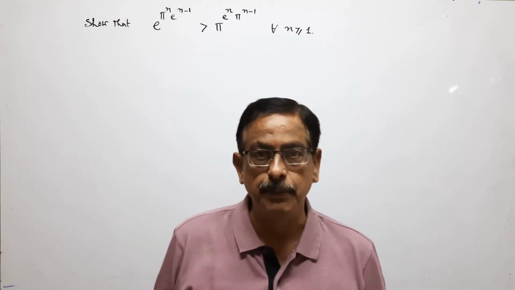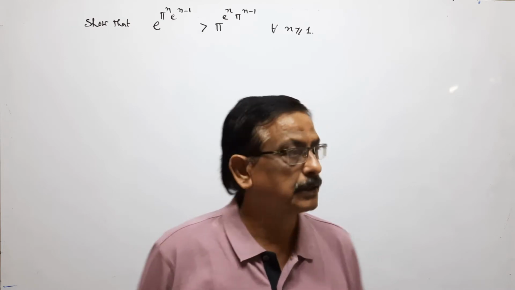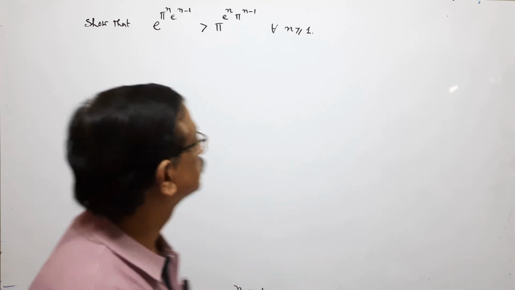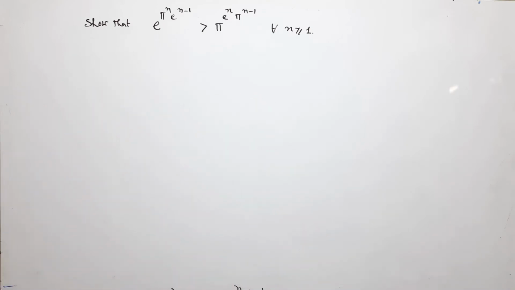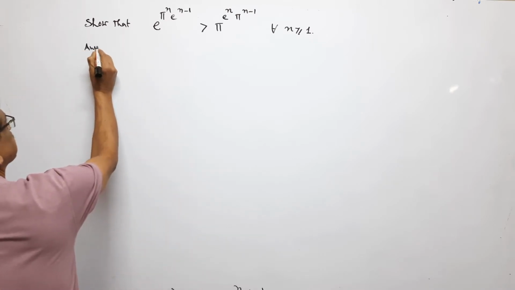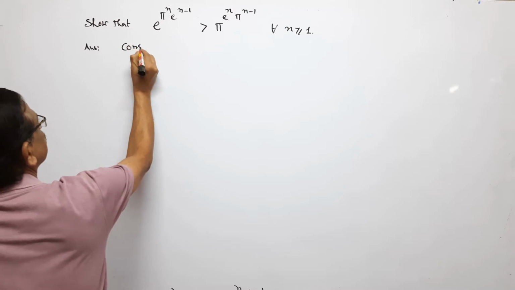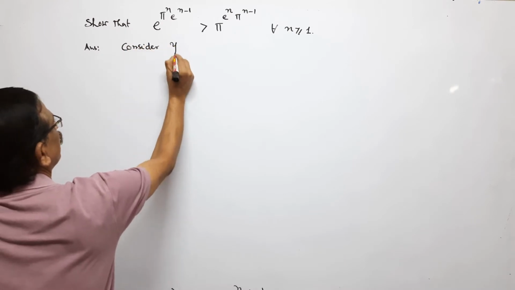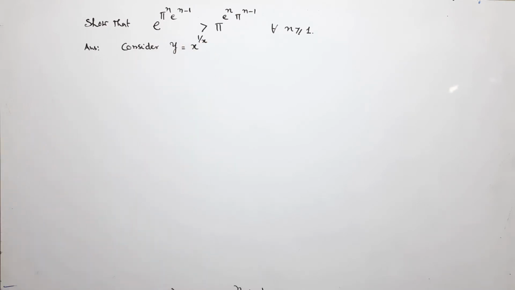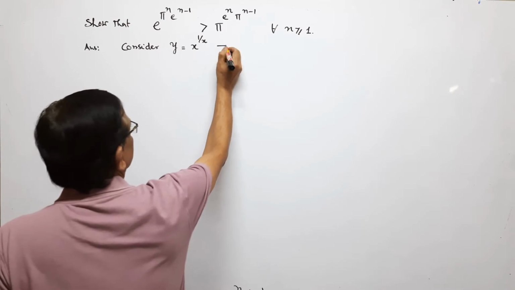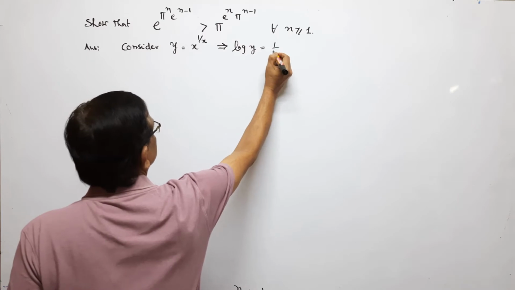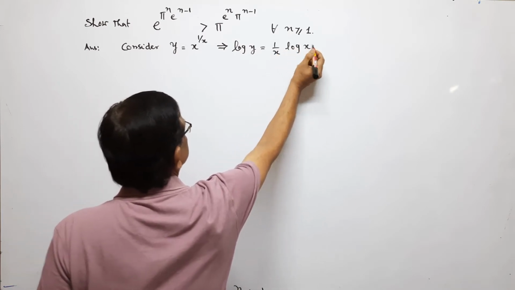If you are looking at e and pi, if you just manage with e and pi, it doesn't serve our purpose. To prove such kind of inequalities, we need the following. So, my answer is like this. Consider y is equal to x power 1 by x. So if you take logarithms on both sides, log y is equal to 1 over x log x.